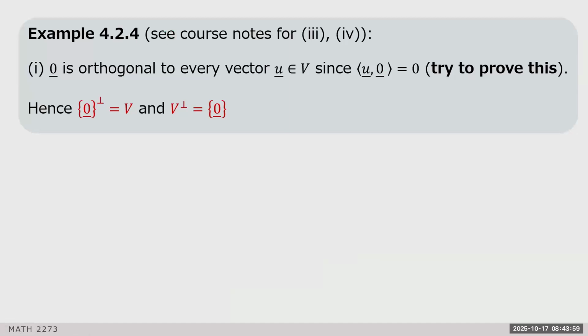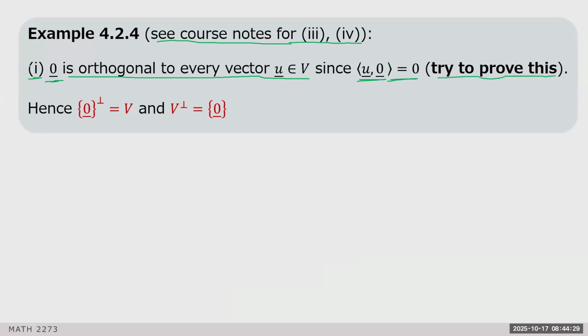Okay, so let's look at some examples. There are more examples in the course notes, so while you're reading, you'll see some more. The first one is what I just said previously, that the zero vector is orthogonal to every vector in V, since the inner product of U with the zero vector will always be zero. But you should try to prove it.